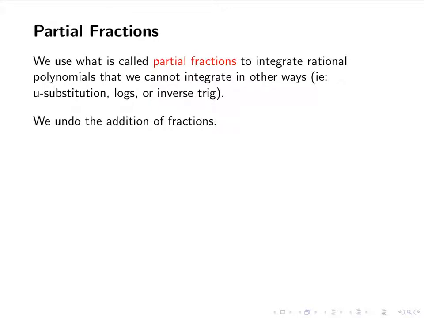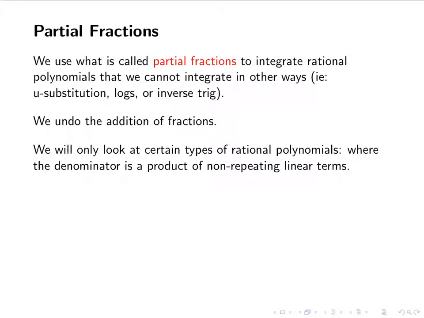What this is going to do is it's going to undo the addition or subtraction of fractions to make the integration easier. We're only going to look at certain types of rational polynomials. Again, assuming that we can't do it another way, what we're going to have is the denominator being a product of non-repeating linear terms. So remember, a linear term is something like a plus bx. Okay, and they're not going to be repeated, so we're not going to have something like 2 plus 4x squared or 3 minus 8x cubed. So non-repeating linear terms. So here's an example.